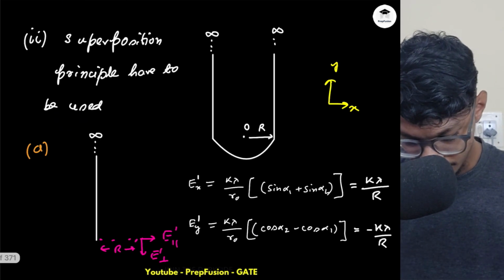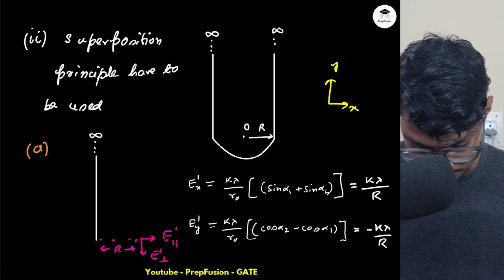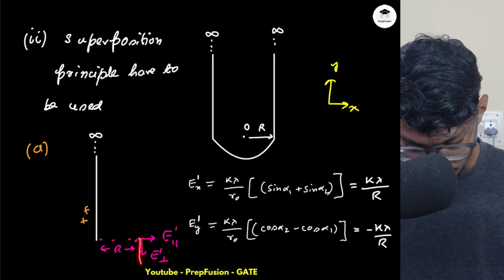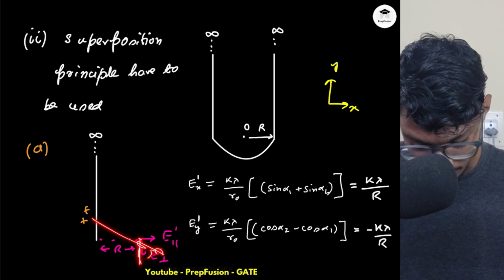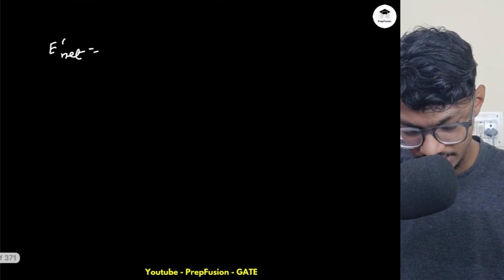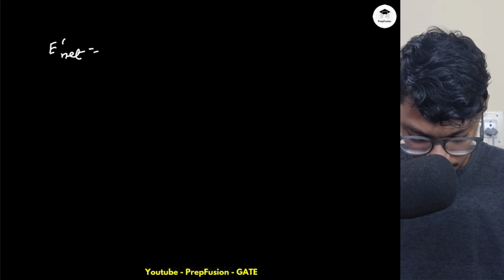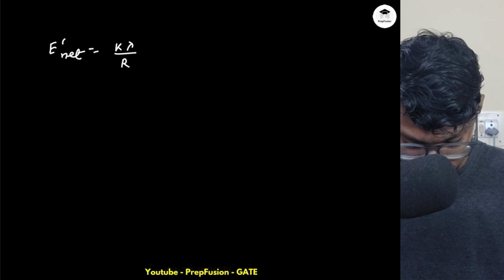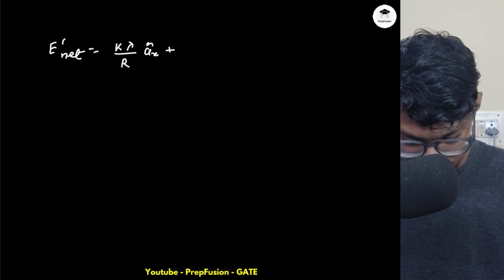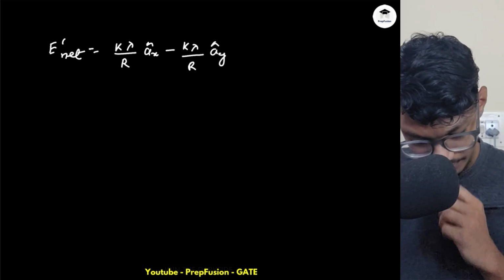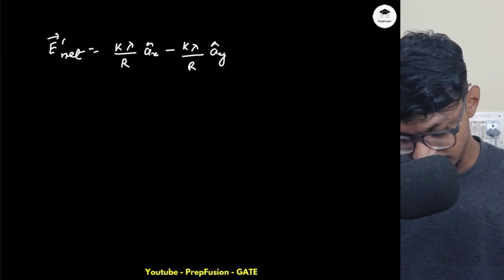So for E dash net, I can observe that this is a positive electric charge, so this will always give some downward field. So it will be minus ay cap, which is fine, which is with sign. So E net will be k lambda by r ax cap minus k lambda by r ay cap. Okay, so that is the E net.